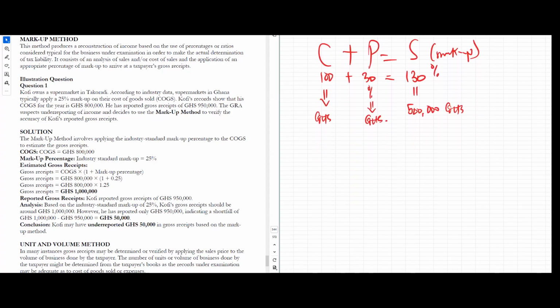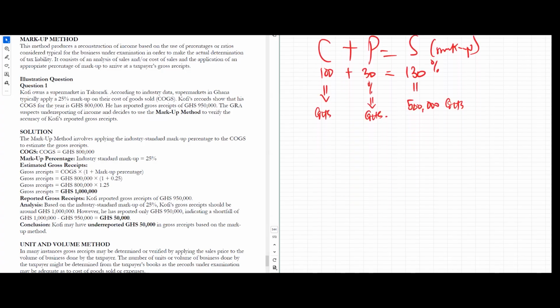So I always make it very simple. We know that we need the cost to get the purchases. So we are saying that if our sales, which was 130%, was equivalent to 500,000, do you all agree? Then the cost of sales, which was equivalent to 100, is what? We don't know. So this is my rule.